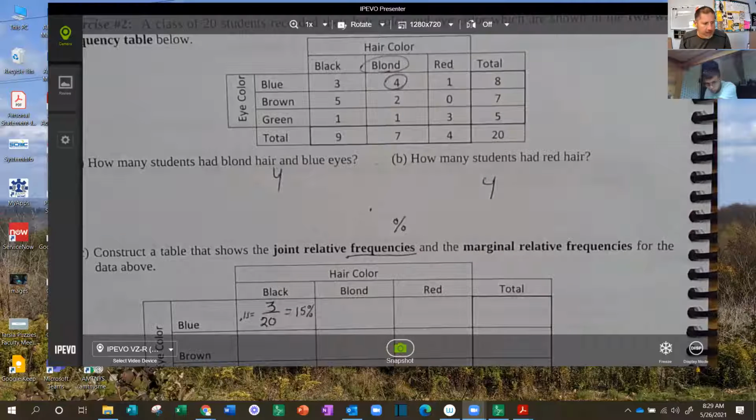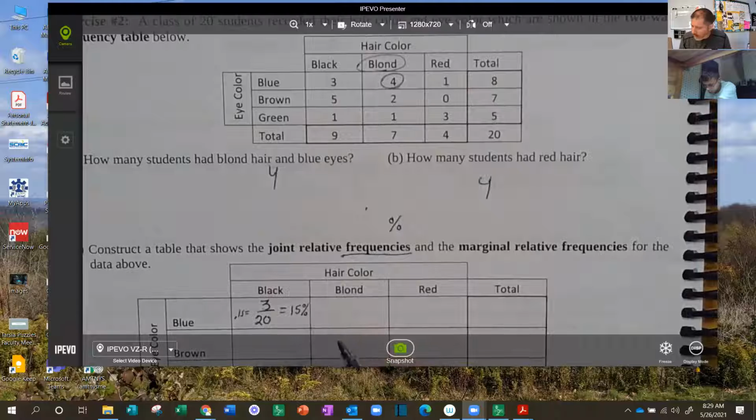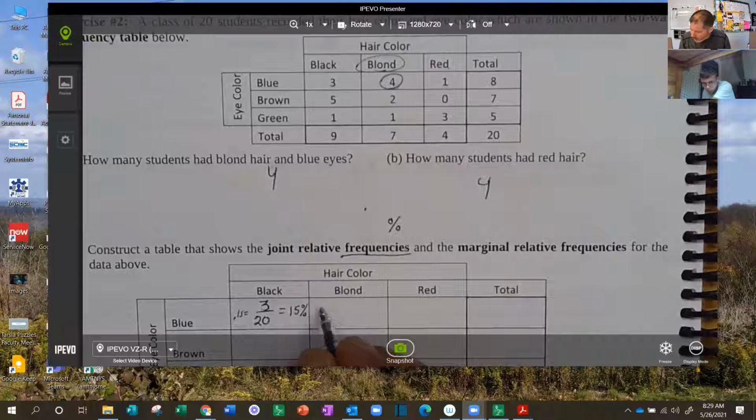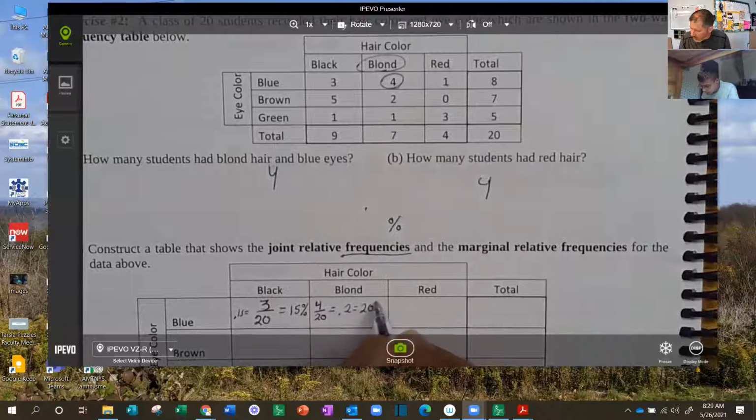Okay, so I don't know if you can fit all that information in there. Let's do this for blonde hair and, well, any questions? Blonde hair, okay, and blue eyes. Well, there are four people there out of the 20. And when you divide those in your calculator, you get 0.2 and you get 20%.